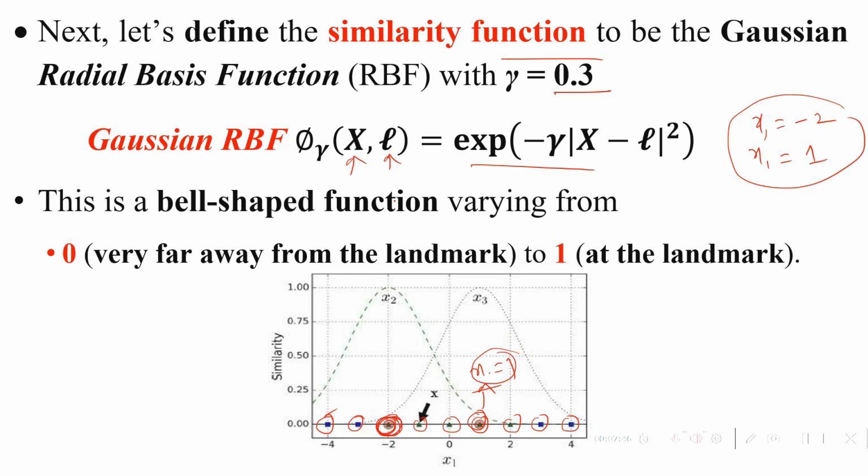Now this is a bell-shaped function varying from 0 to 1. Suppose this is landmark 1, equal to minus 2. If you compare the similarity between minus 2 and minus 4, it is very close to 0. That means it is very far away from minus 2. Like that, if the value is close to 1, that means there is a very high similarity. So like that we are going to find the similarity function.